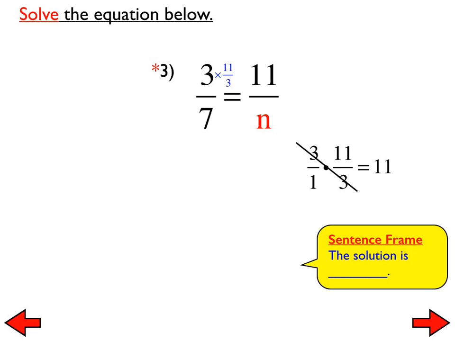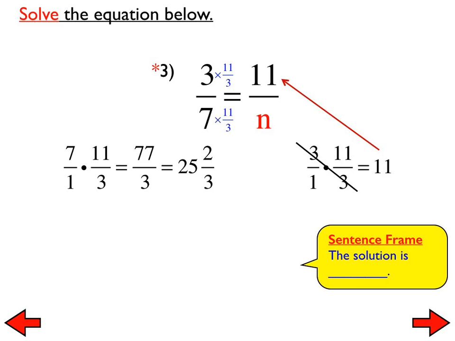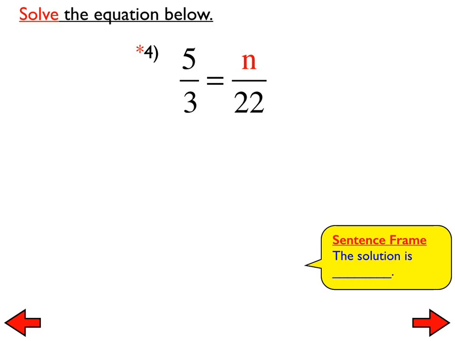So here's what I want all of you to do right now. I want you to now try and multiply 7 by 11 over 3 and tell me what you get. Okay, so 7 times 11 over 3 is 25 and 2/3, so the solution is 25 and 2/3. All right, I'd like everybody to try number 4. Now don't worry if you're struggling with this method. I'm going to show you a different method that is probably a little easier, but it probably takes a little longer. And you'll have to make up your mind which method you like the best.